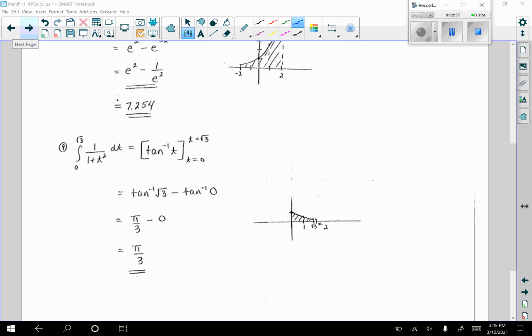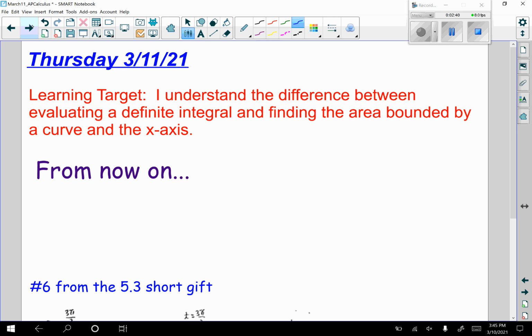So now I want to take a look at what I've been mentioning so far. Evaluating an integral is a different question than finding the area, but the two could be interchanged and used to help us find the other. So we have to be very careful on what the question is specifically asking us.